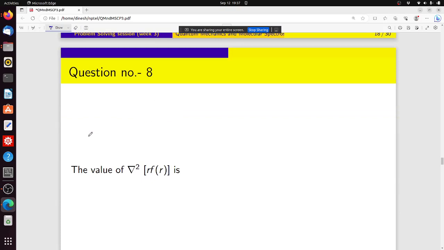It has been done in class, can you tell me the answer? There are two functions, one is r and another is f of r. You have to operate the operator del square on this. What will be the answer? Finally it will come to del f(r)... 2 del f(r). Okay, let me check.